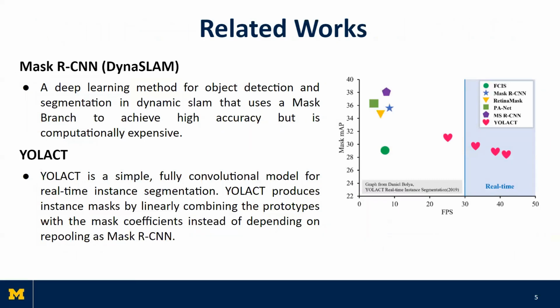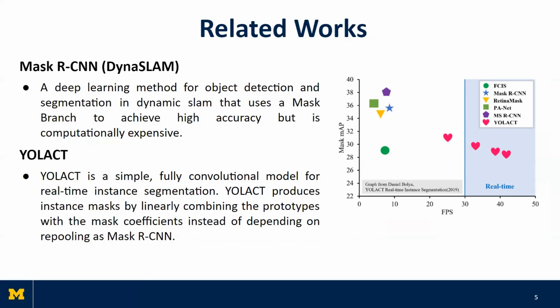Mask RCNN, which is used in DynaSLAM, is a deep learning method for object detection and segmentation that uses a mask branch. The figure on the right shows the speed performance trade-off for various instance segmentation methods on COCO. We can see that Mask RCNN achieves high accuracy, but it's computationally expensive.